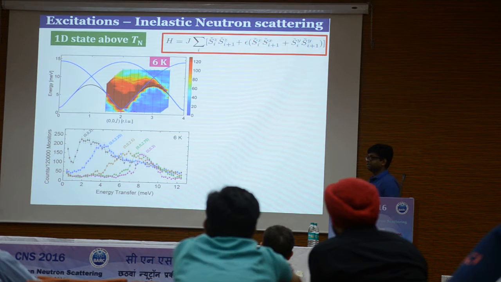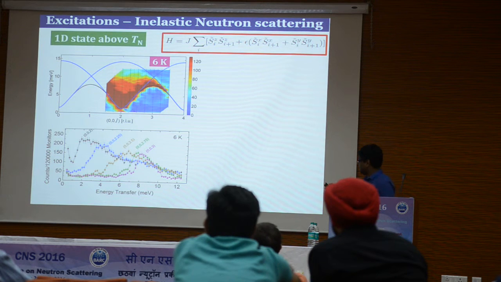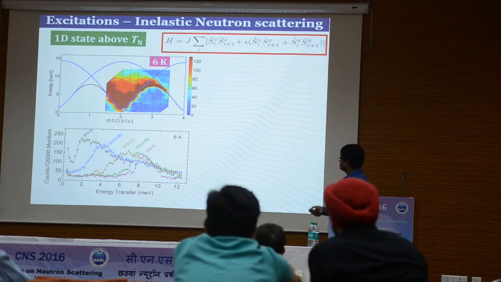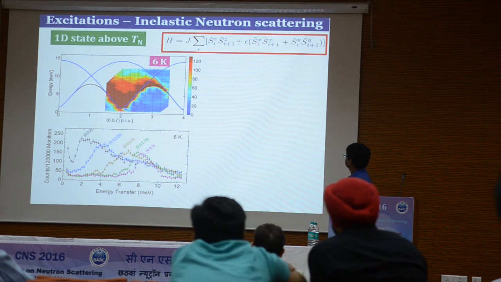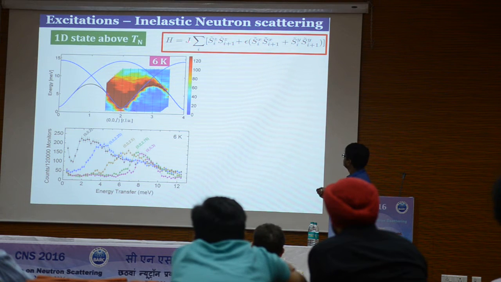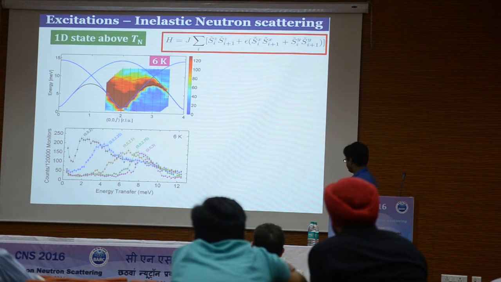Now, if I measure the excitation in the one-dimensional magnetic order state above T_N at 6 Kelvin, in this state the magnetic Hamiltonian is defined here. This is the general Hamiltonian, but the three components of the spins are listed here. If epsilon is 0, then we have Ising. If epsilon is 1, we get the Heisenberg chain.